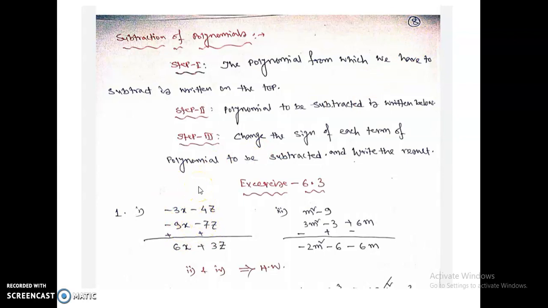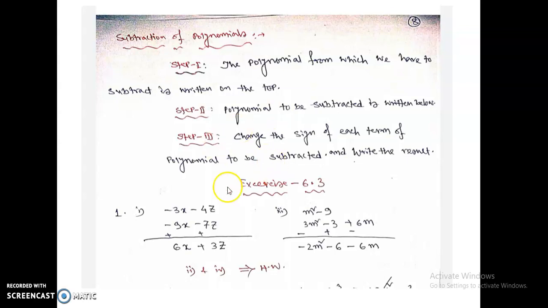But here we will have to be careful about a particular aspect: the polynomial from which we have to subtract is written on the top, and the polynomial that is to be subtracted is written below. So two important things: the polynomial from which we have to subtract is written on the top, and the polynomial to be subtracted is written below.